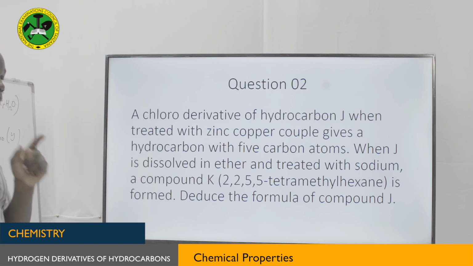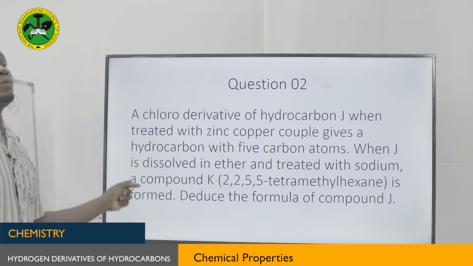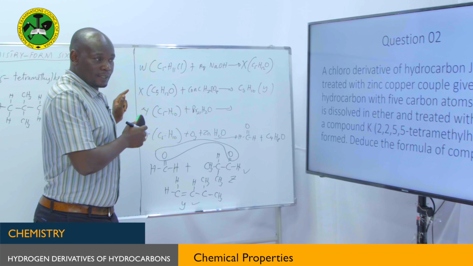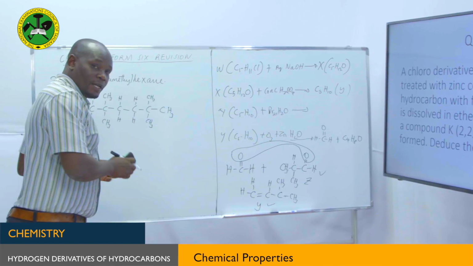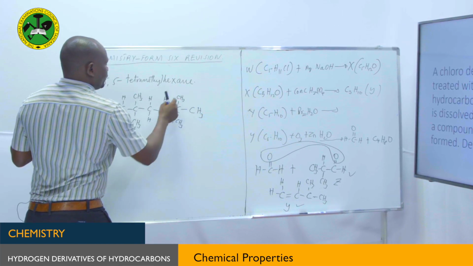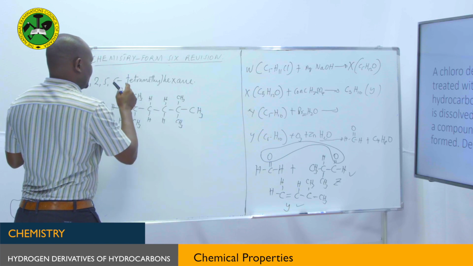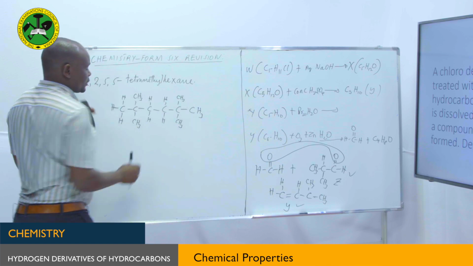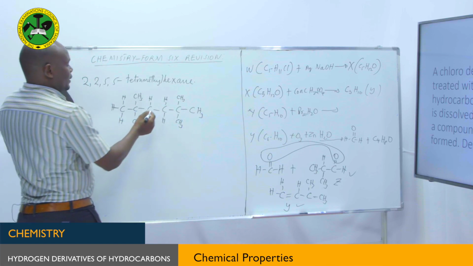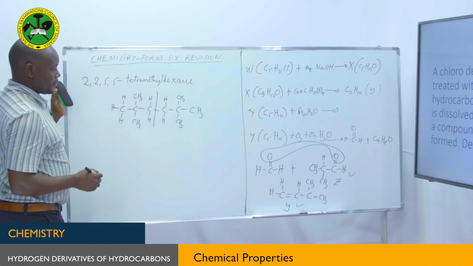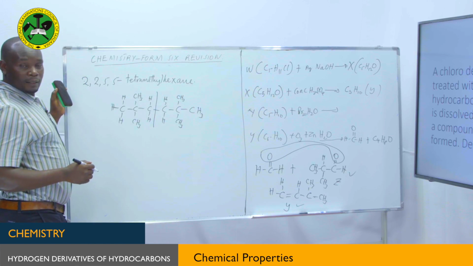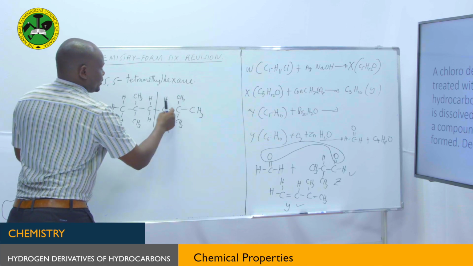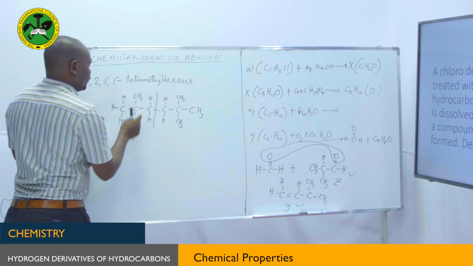Remember that I told you that the reaction of a haloalkane with sodium doubles the number of carbon atoms, which means that for the reactant, since our product has how many carbon atoms here? 1, 2, 3, 4, 5, 6, 7, 8, 9. So here it means that this is the center of our reaction. If this is the center, that means each side had 1, 2, 3, 4, 5.